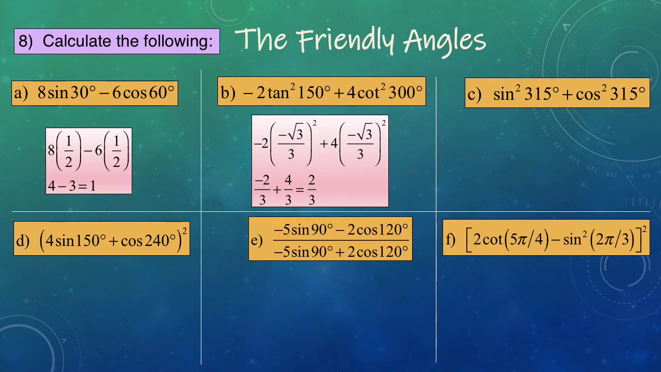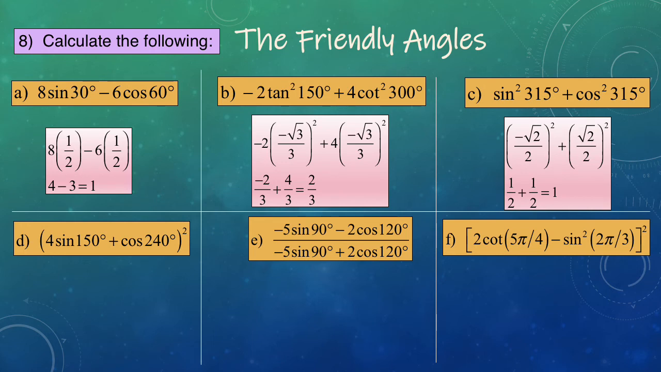Tangent squared of 150 is the tangent of 150 degrees squared. So we have negative 2 times negative square root of 3 over 3 squared plus 4, and we have cotangent squared of 300 degrees, which is cotangent of 300 degrees squared, which is also negative square root of 3 over 3 squared. So we have negative 2/3 plus 4/3. Answer is 2/3. In C, we have sine squared of 350 degrees plus cosine squared of 350 degrees.